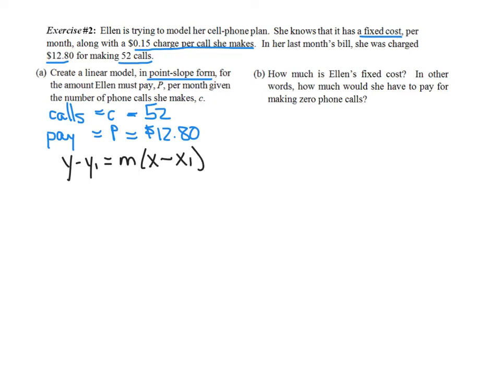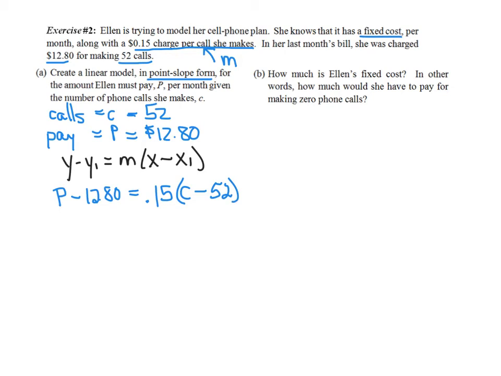So for this equation, we're going to replace the p, the amount that she's paying, instead of y. We're going to subtract that value, so p minus 12.80 is equal to the slope. Now the slope is really the charge for each call. So we're going to use the 15 cents as our slope. So 15 cents multiplied by the x, the independent variable, which is now going to be the number of calls. So c minus 52 calls.